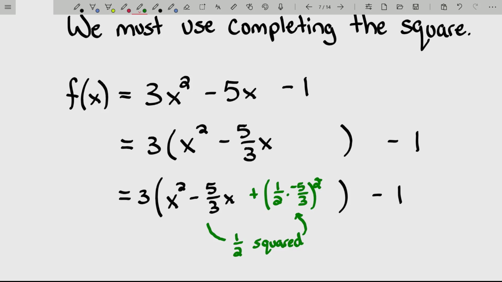If I keep it like that, if I don't modify this function to make up for that, then I have completely changed this function. And we can't do that. We have to keep things the same.